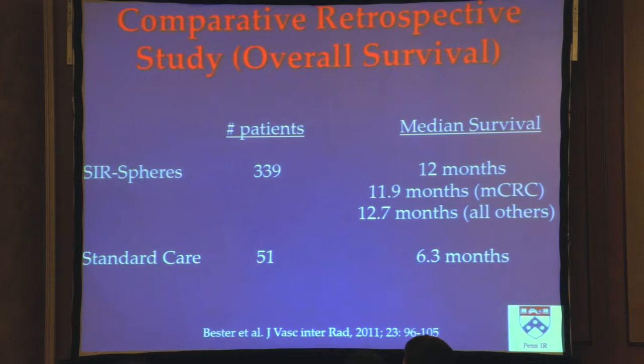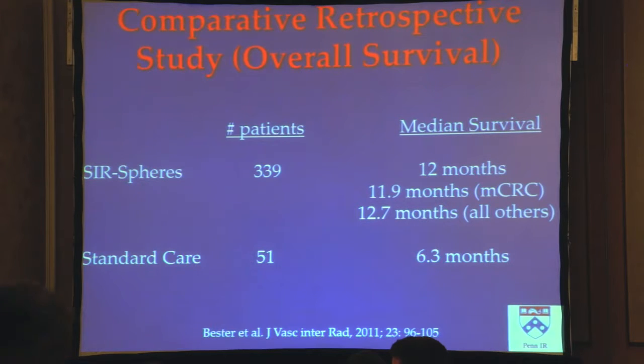So as far as some of the data shows, looking at comparative retrospective data on overall survival, we had a study looking at 339 patients who underwent the SIR-Spheres, and their median survival was 12 months. Now, this group was divided into 2 subgroups. We had patients who had metastatic colorectal cancer, and their median survival was 11.9 months, and then all others. So all others meaning people with breast cancer, pancreatic cancer, any other primary cancer, that was 12.7 months. And this was in comparison to standard care.